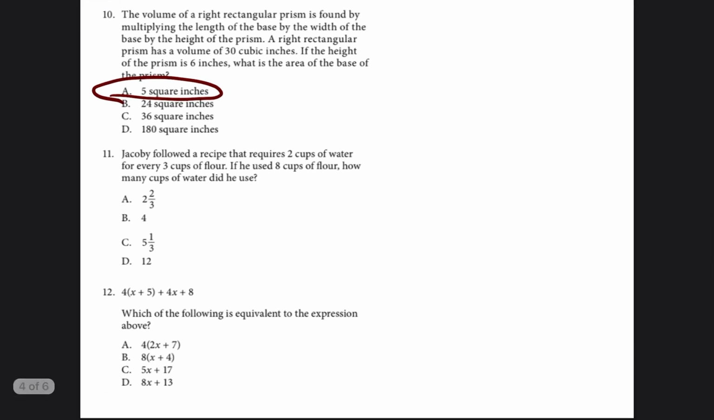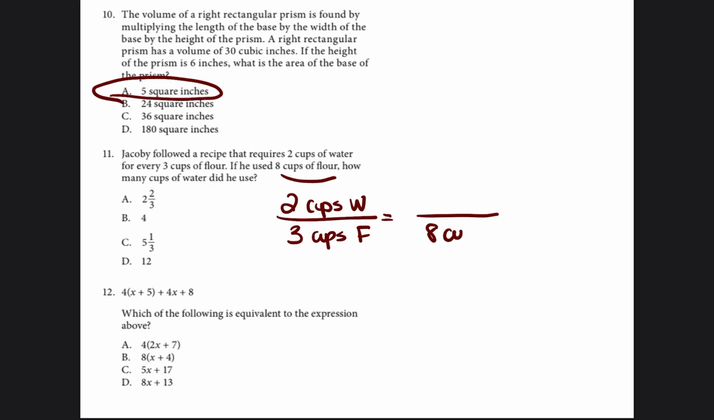Okay, so it says, Jacob B. followed a recipe that requires 2 cups of water, W, for 3 cups of flour, F. If he used 8 cups of flour, how many cups of water did he use? So I'm going to set up a proportion, but I've got to be careful that I put the flour on the bottom of the second proportion. 8 cups of flour.